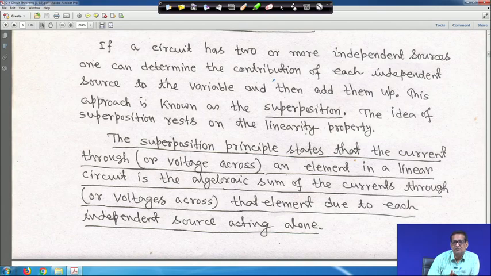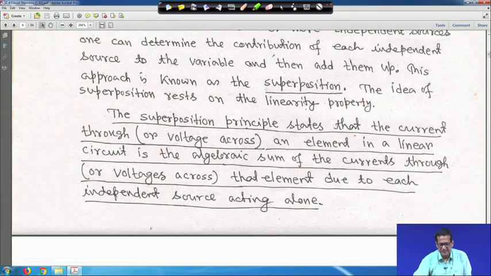Only independent sources. If it is a dependent source, it will remain intact in the circuit; you cannot turn it off. So, if you consider one source at a time, you find the current through an element or voltage across an element independently, and then you add them up. Whatever you get is the same as when you solve the circuit as a whole. That is superposition. The only thing is that this approach is good, but it will consume more time.